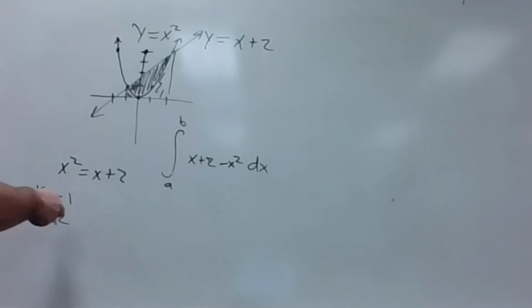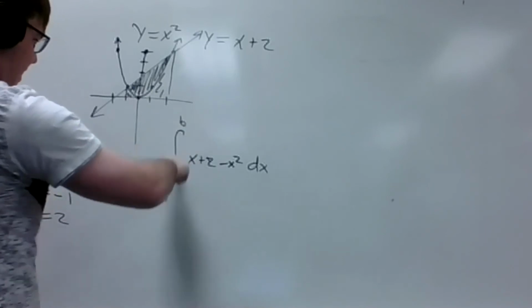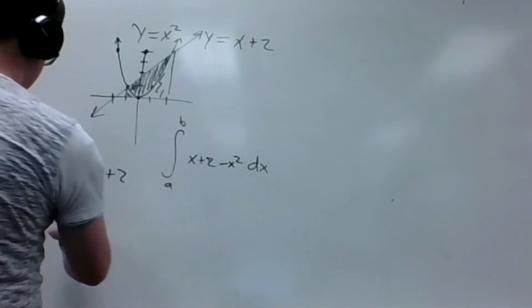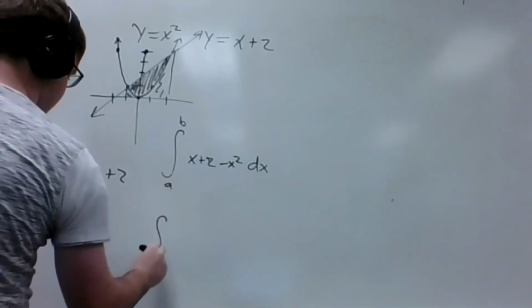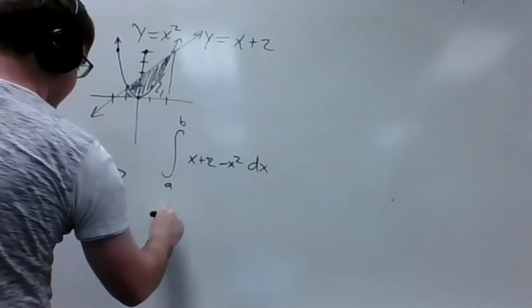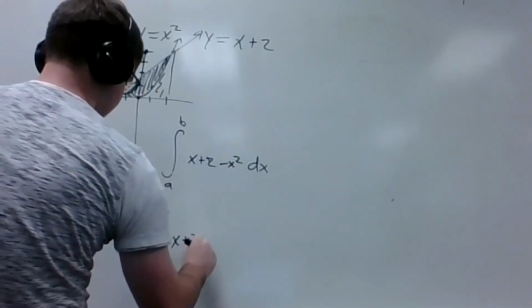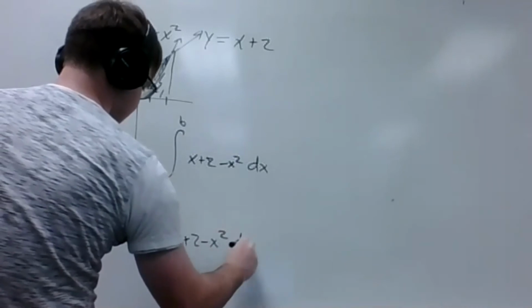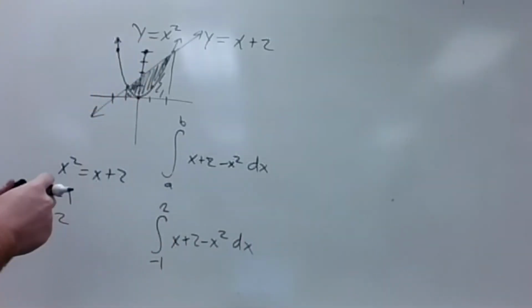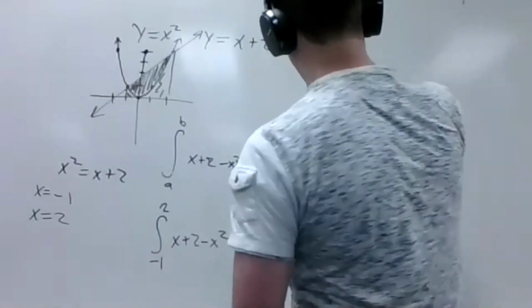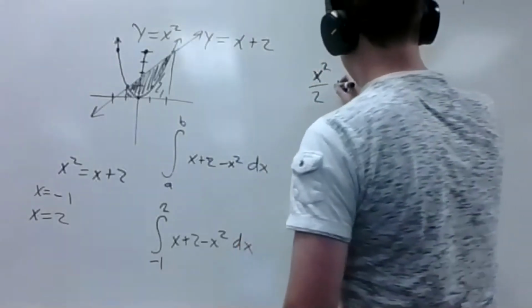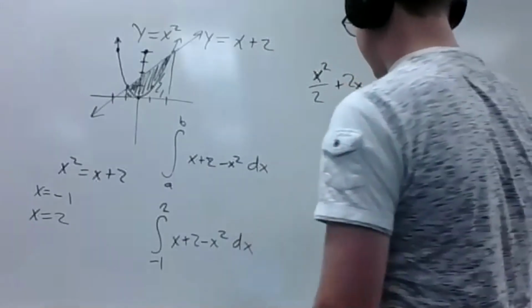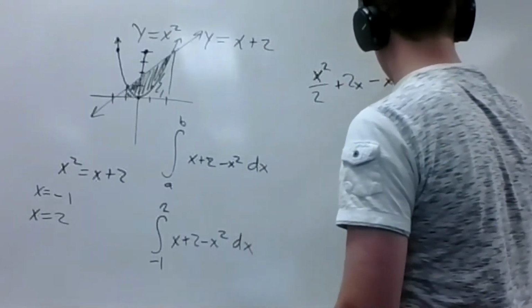And now we're going to use these for our values on our definite integral. So we always want to put the lower one on the bottom. So we're going to take the integral from -1 to 2 of x plus 2 minus x squared dx. And now we are going to want to take our integral. So we have x squared over 2 plus 2x minus x to the third over 3.